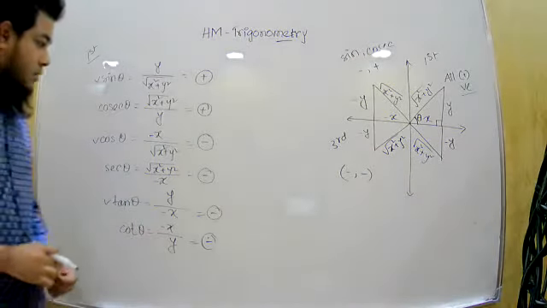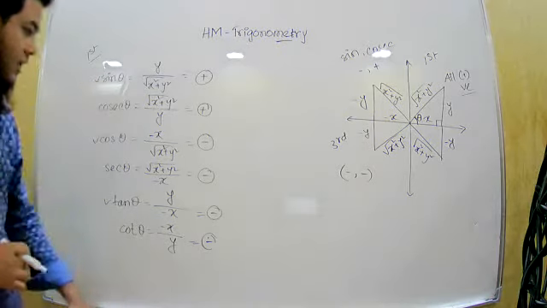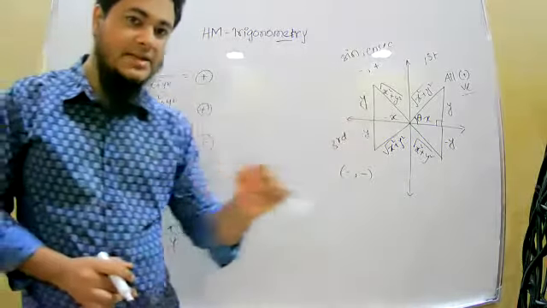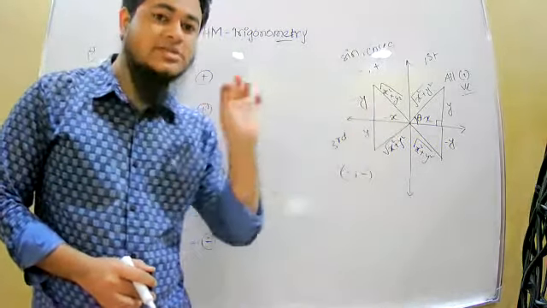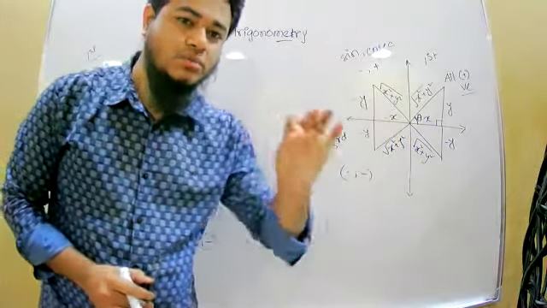Understood? In the second quadrant, only sine and cosec are positive, all others are negative. So if we have an angle in the second quadrant, for sine and cosec it will be positive, for all other trigonometric ratios it will be negative.